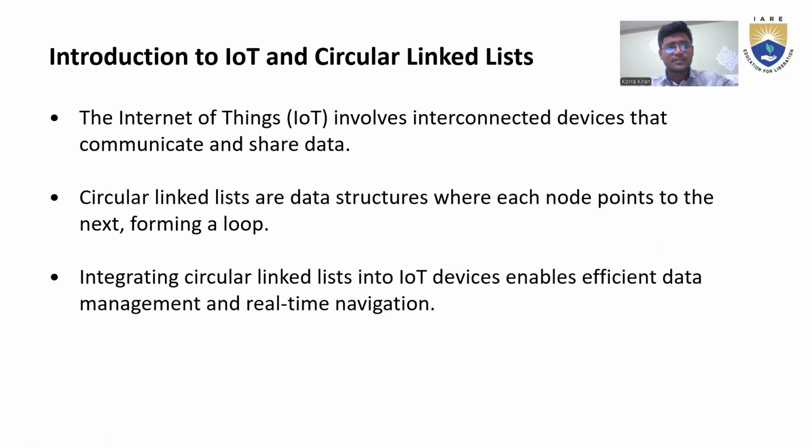The Internet of Things, here IoT means nothing but the Internet of Things, involves interconnected devices that communicate and share data. We know we are using the internet for the purpose of communication and sharing information, which we can call IoT. And a circular linked list is a data structure where each node points to the next, forming a loop. Actually, a circular linked list is a type of linked list where the nodes point to each other and can form a loop.